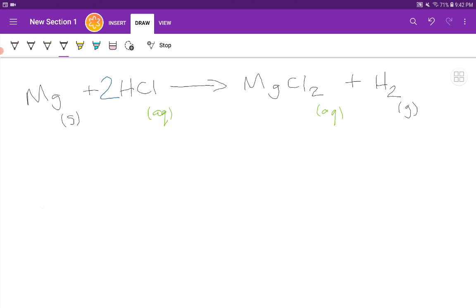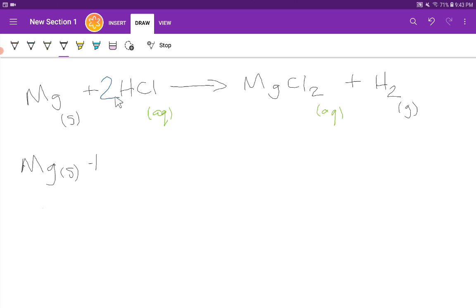Okay, so now we have our balanced molecular equation. We have our state symbols assigned. So now we need to go ahead and identify the compounds that are aqueous and split those compounds up into their respective ions. Now, magnesium is a solid, so we're not going to trouble it. We're just going to write it back.